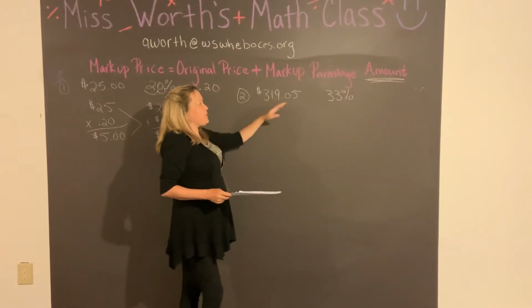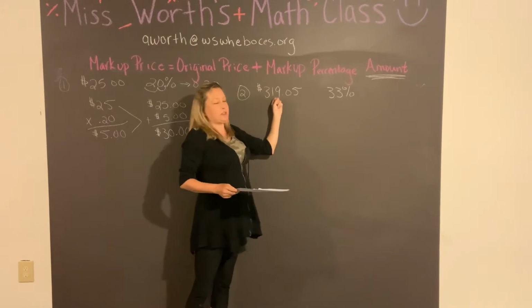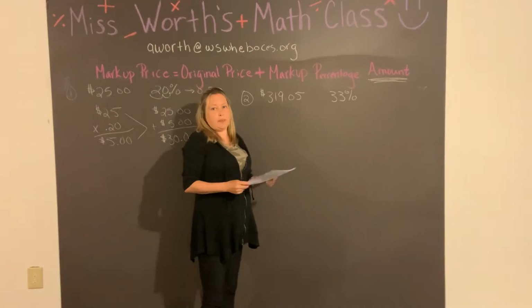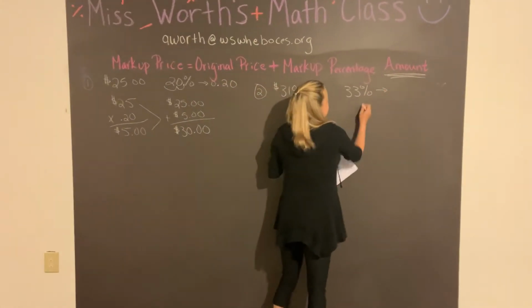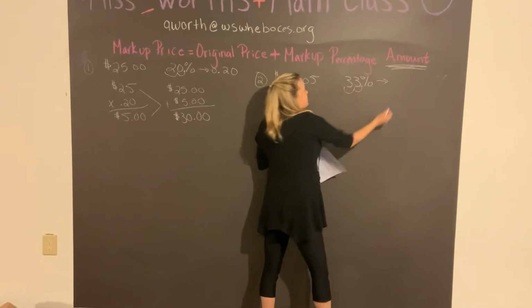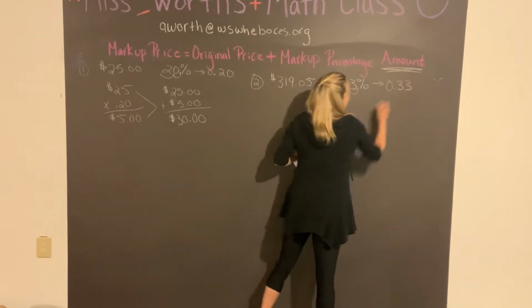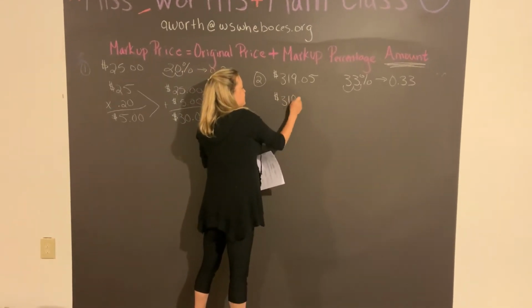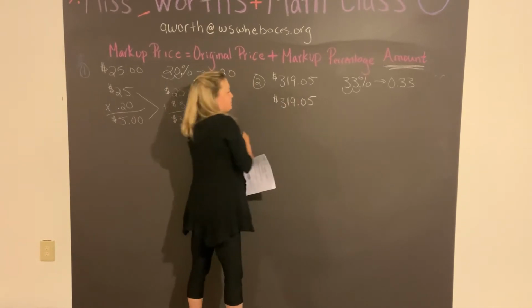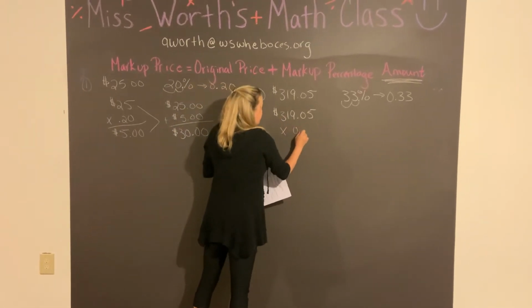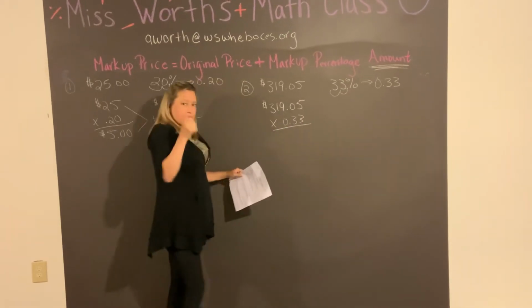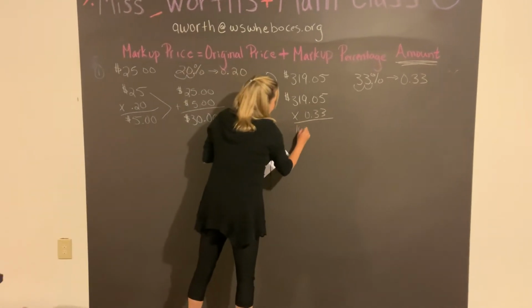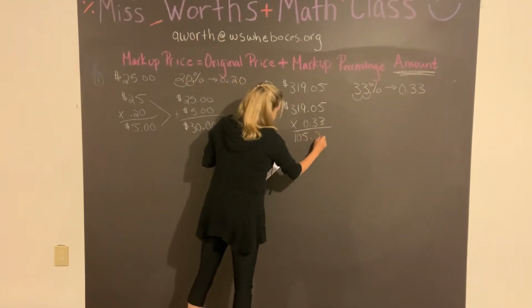All right, so first thing I need to know is, I know I'm marking up this $319.05 by 33%. So I need to multiply, but I cannot multiply by a percent. So I'm going to change that to a decimal. Again, to the left, to the left. So 0.33. And then I know I can multiply that. I take the price that I originally spent on it and multiply it by 0.33, because that's how much I'm marking it up. When I multiply those two numbers, I got 105.2865.